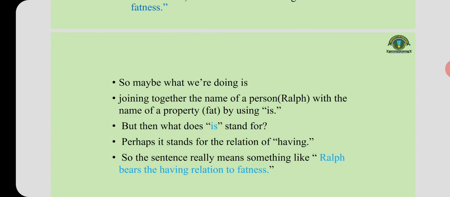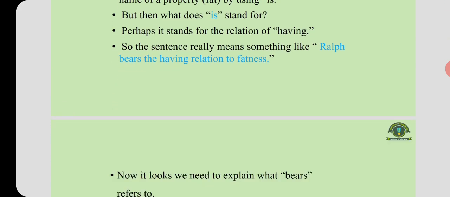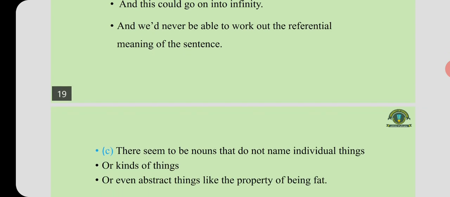Perhaps it stands for the relation of having. So the sentence really means something like Ralph bears the having relation to fatness, that Ralph refers to the fatness and the fatness refers to Ralph. Hope that you have understood this point. Now it looks like we need to explain what "bears" refers to, because we are discussing the referential theory. So here we are analyzing the different types of references available, and this could go on into infinity, and we would never be able to work out the referential meaning of the sentences.